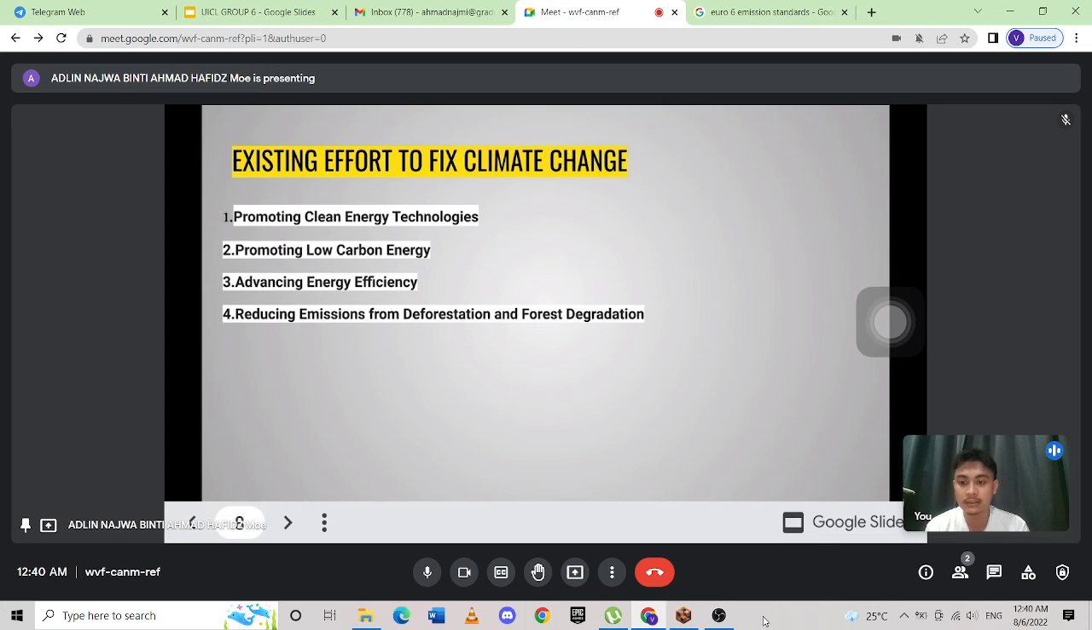So the next is advancing energy efficiency, and last but not least is reducing emissions from deforestation and forest degradation.